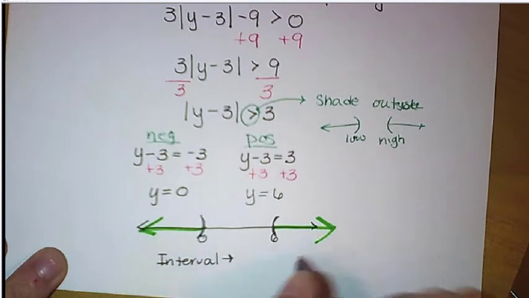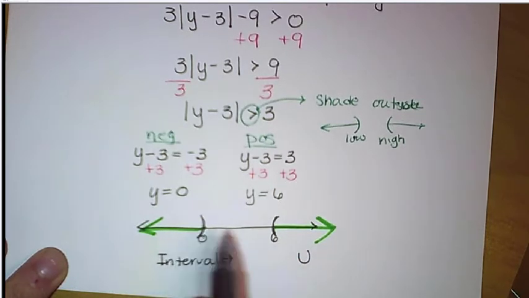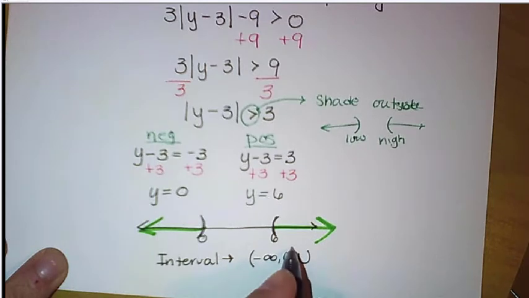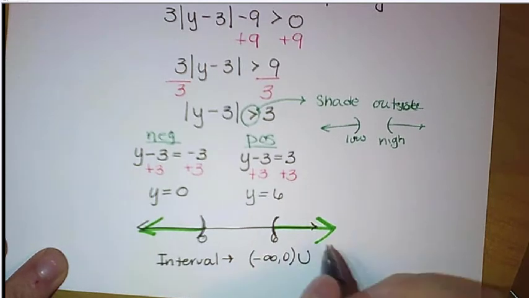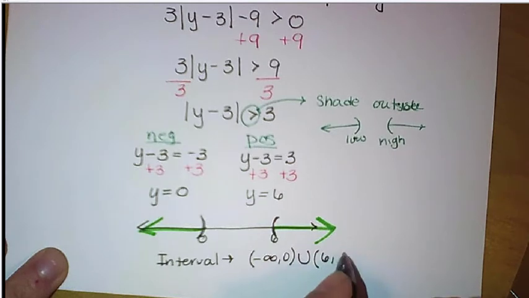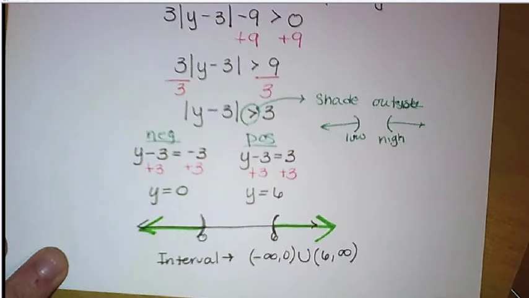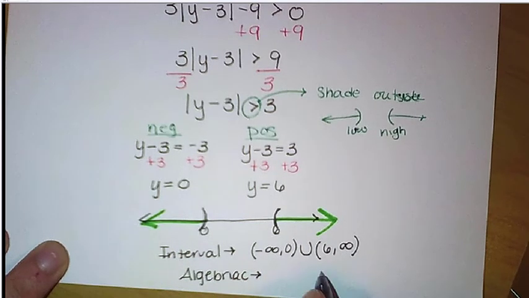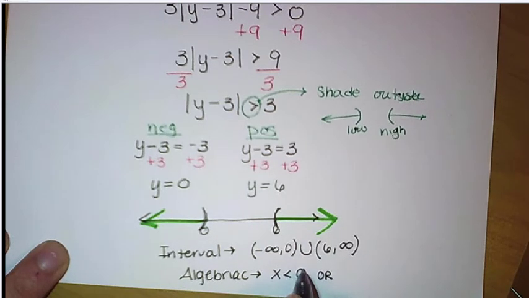So for our interval notation, we need to use again that union because we have two separate areas of our graph. So we're going to have our lower side here from negative infinity up to 0, using parentheses on both sides. And then our higher side is going to be 6 to infinity, again parentheses on both sides. And then lastly, for our algebraic notation, again we're going to need two different things. We're going to connect them with the word or, and we're going to have that x is less than 0 or x is greater than 6.